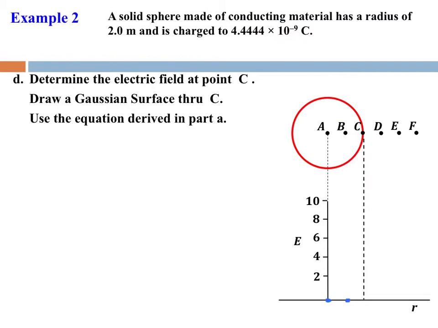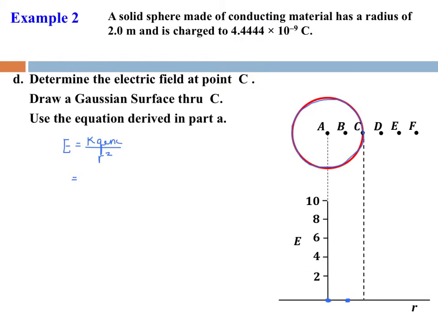Part D asks us to determine the electric field at point C. Now, we can draw a Gaussian surface at point C. Again, we need to match the surface that we're looking at. Here we can see that our Gaussian surface is going to enclose the entire charge on our actual sphere. So, to find the electric field, we can simply plug in all of our values.